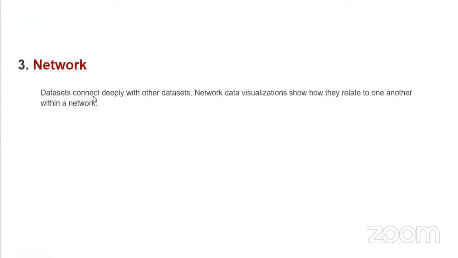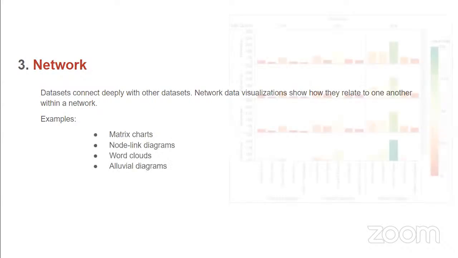So the third category is a network graph. Sometimes you find data sets connect deeply with other data sets. So a network data visualization shows how they relate to one another within a network. So instead of having a hierarchy, it's just the connections and relationships between the data that we have. Examples are matrix charts, node link diagrams, word clouds and alluvial diagrams.